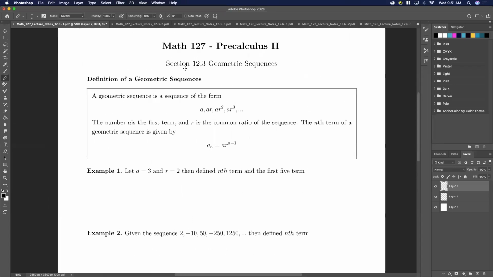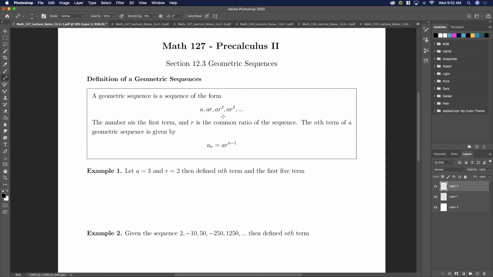So we're going to be doing section 12.3, geometric sequences. Geometric sequences have the form a, a times r, a times r squared, a times r cubed, where a is the first term and r is the common ratio. And so instead of subtracting to find the difference, we divide them.